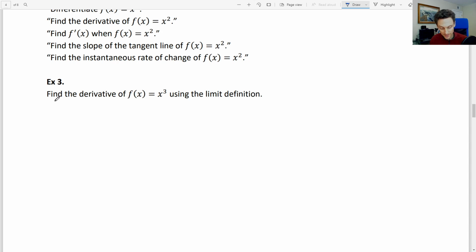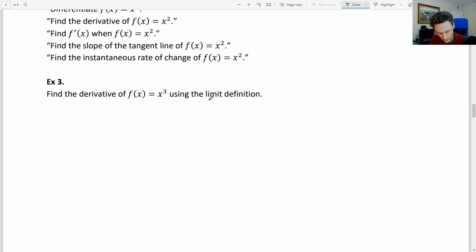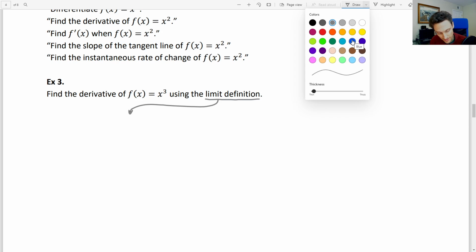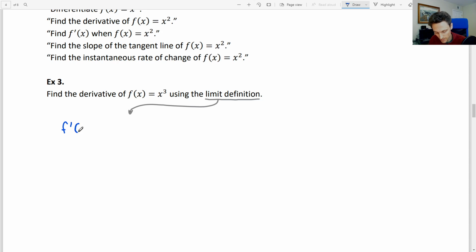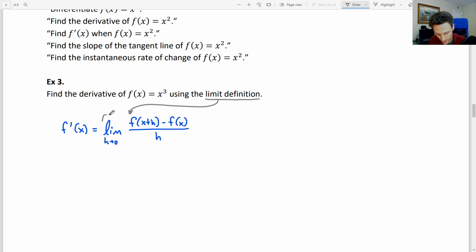So here in example 3, we're asked to find the derivative of f of x equals x cubed using the limit definition. Now this limit definition is the first step that we're going to take. We're going to write out the limit definition. f prime of x equals the limit as h approaches 0 of f of x plus h minus f of x all over h. So this is the limit definition of the derivative.